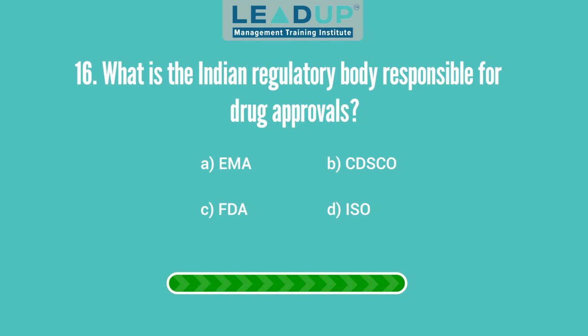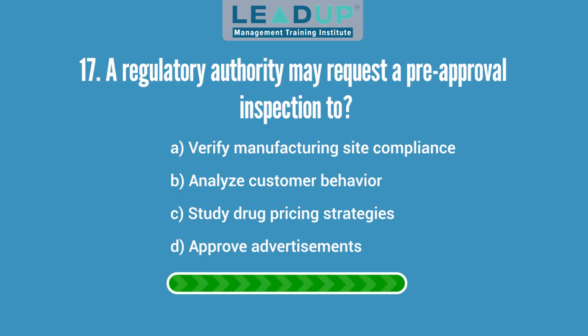Answer: MAA. Question 16. What is the Indian regulatory body responsible for drug approvals? A. EMA, B. CDSCO, C. FDA, and D. ISO. Answer: CDSCO. Question 17. A regulatory authority may request a pre-approval inspection to A.